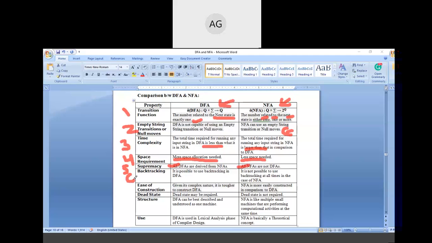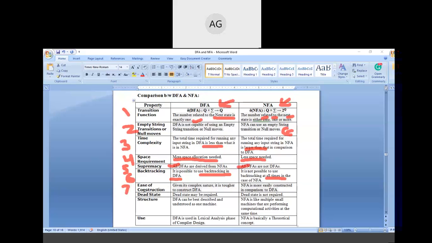The next comparison is backtracking. As you already studied the data structure and algorithm subject, here you find the word backtracking. In the case of DFA, it is possible to use backtracking, whereas in the case of NFA, it is not possible to use backtracking at all times. So this is the important point. You can use backtracking in the case of DFA, but in the case of NFA, backtracking cannot be used all the time.